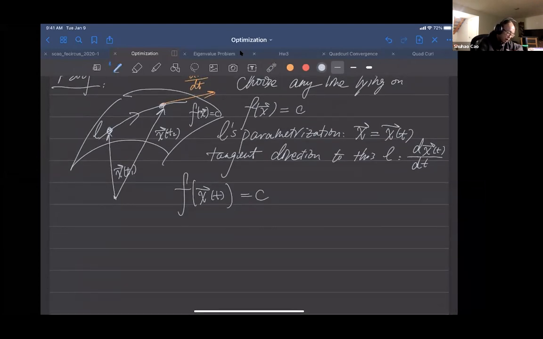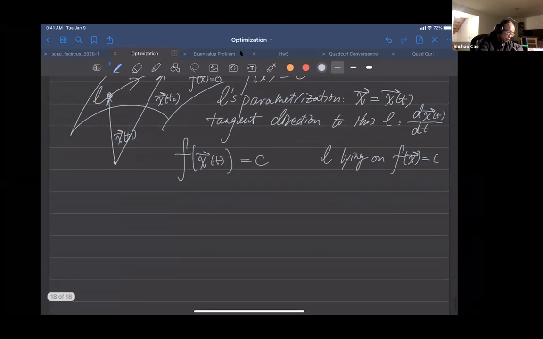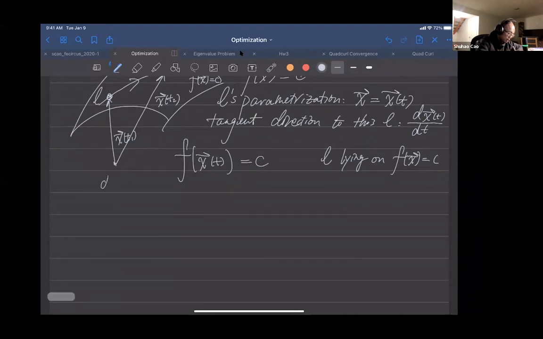The reason we have this equation is because this L is lying on this level surface. That's why we replace this x by a specific line's equation. Then we just take the derivative with respect to t. So we take d dt of this equation, the right side is zero, by the way.